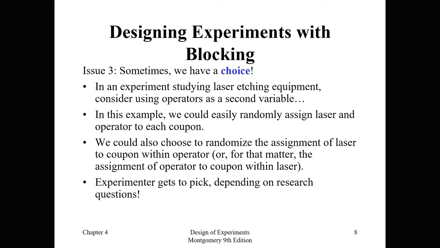So in this case, we're studying laser etching equipment. We have operators as a second variable. We could easily assign the laser to the operator in coupons, so we could randomly assign this, but we could also randomize within operator, randomize the assignment of laser to coupon, or we could randomize operator to coupon within laser. So there's a lot of randomization choices that we can make here, depending on multiple things. It depends on the research question, it depends on the context, it depends on what's easier and what's harder.